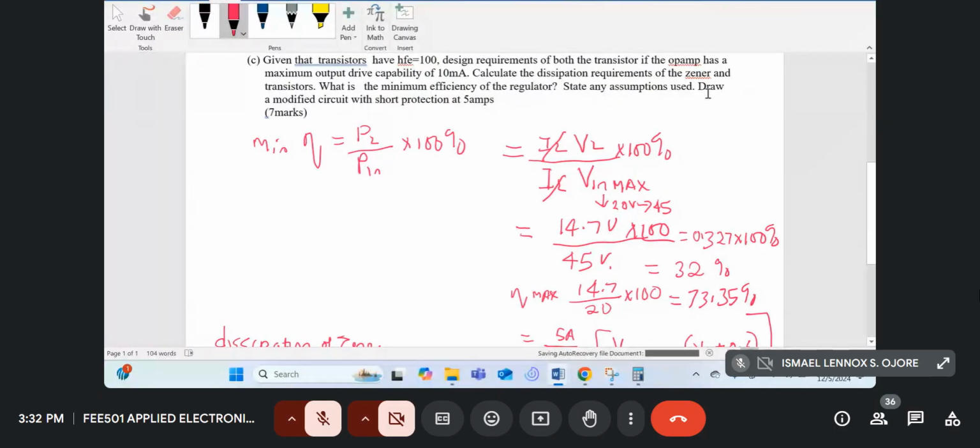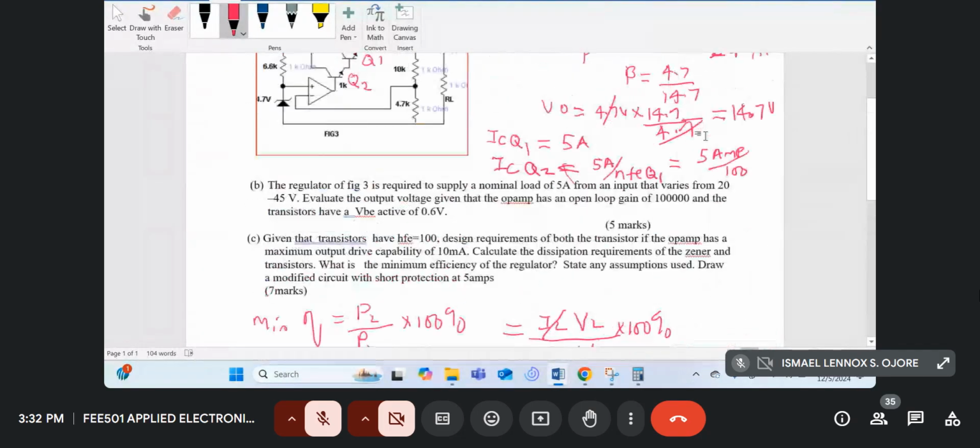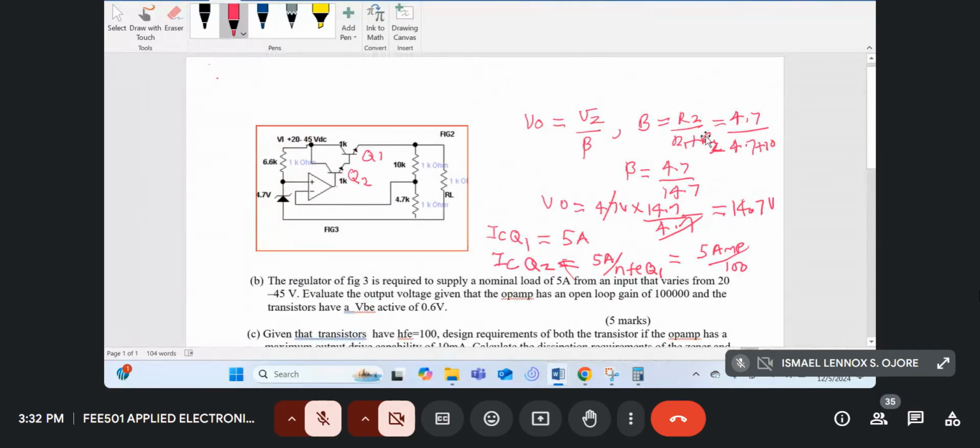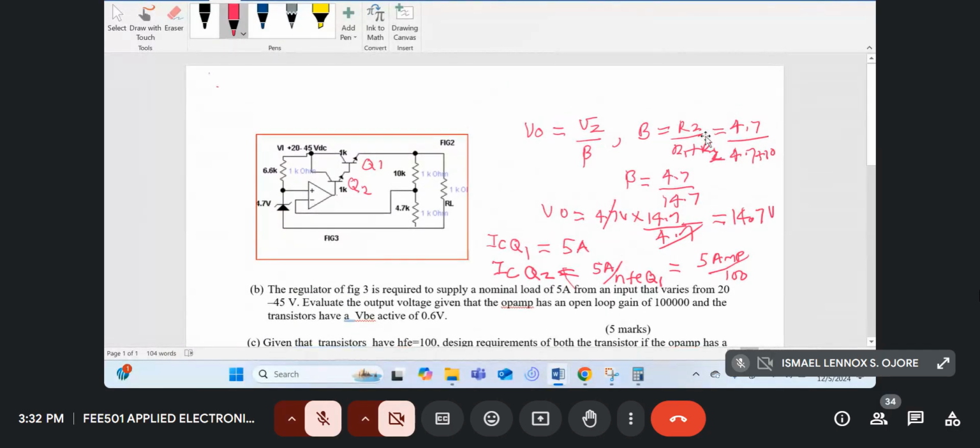So then you're told to draw a modified circuit with short circuit protection at 5 amps. And so we'll just go back to this circuit over here. Get the rubber over here.